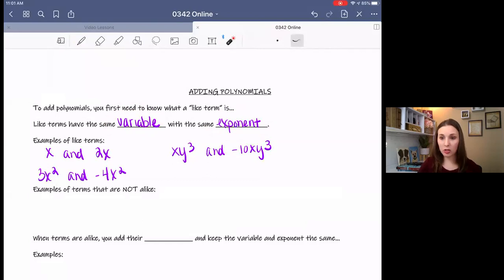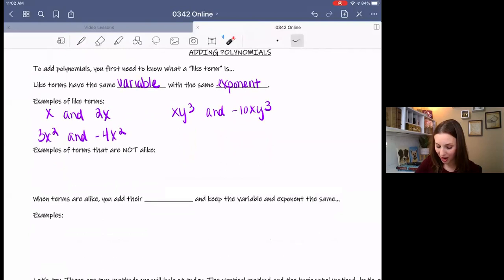So if you're just looking at two terms and you're trying to decide if they're alike or not, you have to look at the variable and the exponent. If they are alike, then you can add them. So variable, exponent, those are alike. Variables, exponents, those are alike. So these are all examples of like terms.